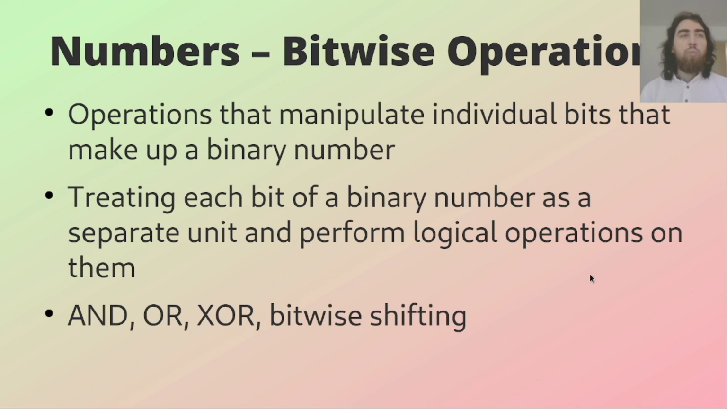Bitwise operations are operations that manipulate individual bits that make up a binary number, treating each bit of a binary number as a separate unit and performing logical operations on them. So it's very important that you get that in bitwise operations we are treating each bit as a separate unit, and we are doing some manipulation on each individual bit and not the binary number as a whole. And we'll cover here AND, OR, XOR operations and bitwise shifting. Now there are a lot more, but I will just cover the ones in the exercise.